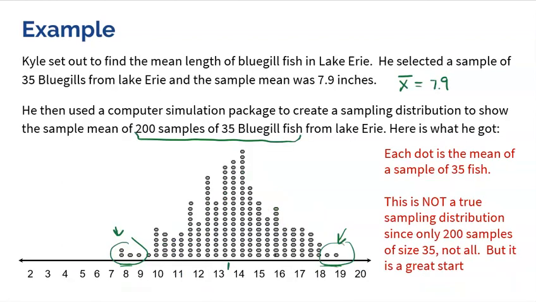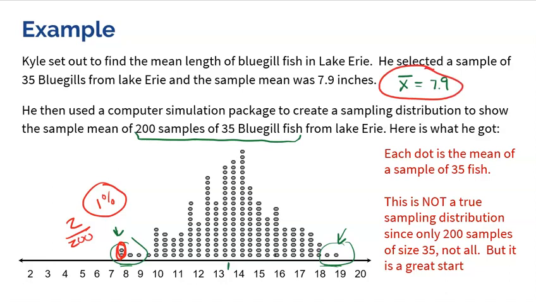Now let's go back to our fish. Kyle had a mean of 7.9. Is his sample significant? I'm going to go ahead and say yes. It looks like only 2 samples came back that low. 2 out of 200. Now, 2 out of 200 is about 1%. There's my significant number. Only 1% of samples were as low as Kyle's.